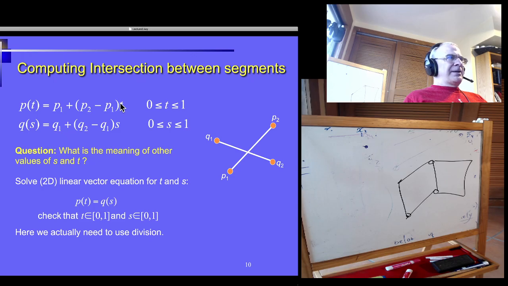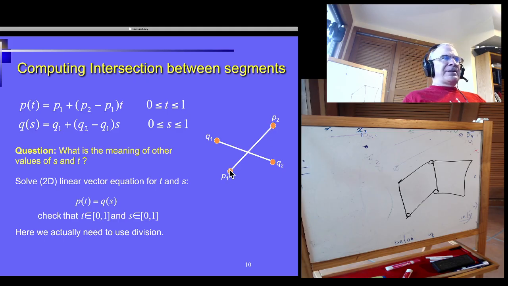So if T is 0, what do I get? Everything that happens in the parentheses times 0 plus P1. So at T equals 0, I'm at P1. When T equals 1, then what do I get? P1 plus P2 minus P1, that is, I am at P2. And if T equals half, then I'm just in the middle of the segment. Right? So as T slowly increases, I'm moving along the segment slowly.